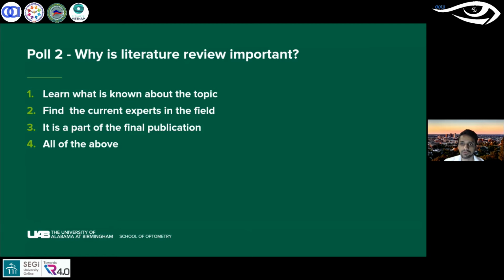This would help you narrow down to where the experts lie, or who is probably the experts in the schools closer to you. You can read their work and you'll be like, okay, these people are working in this area. I should perhaps reach out to them and see if they are interested in something like this. It is a part of the final publication.